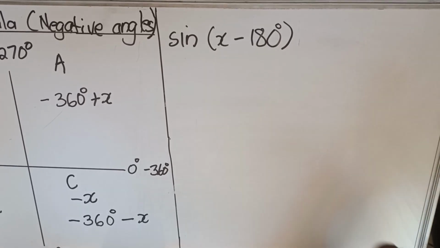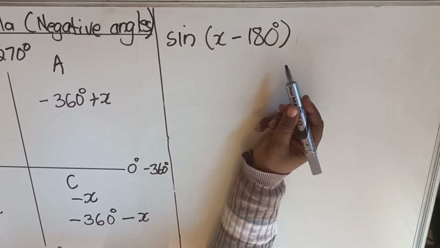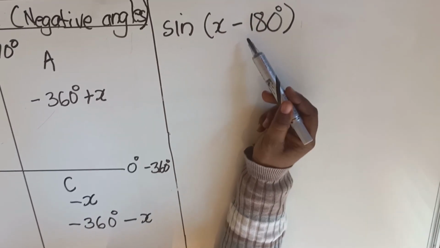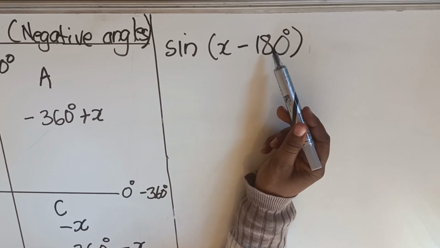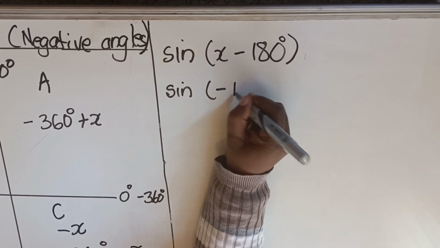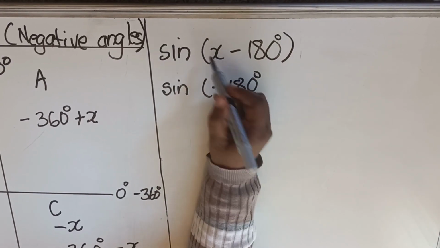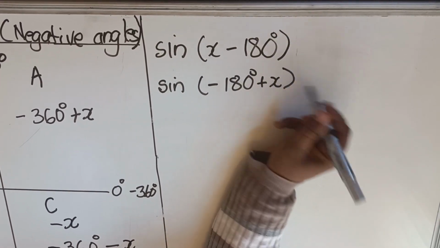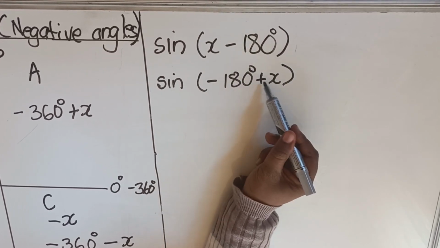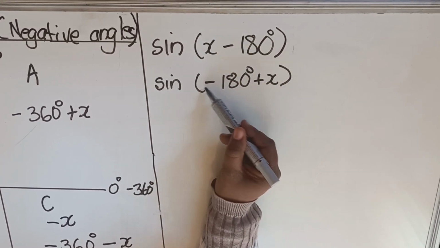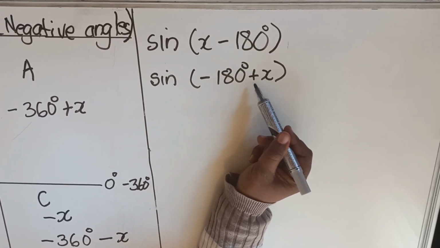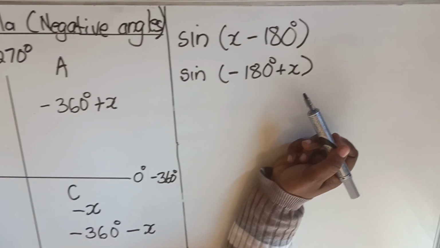If you are given to reduce this ratio, sine of x minus 180, always rewrite it and start with the special angle. So it will be sine of negative 180, plus x. Start by rewriting it, starting with the special angle, and then have the other angle here. Then it will help you to see which quadrant this is. Negative 180 plus x is in the third quadrant.